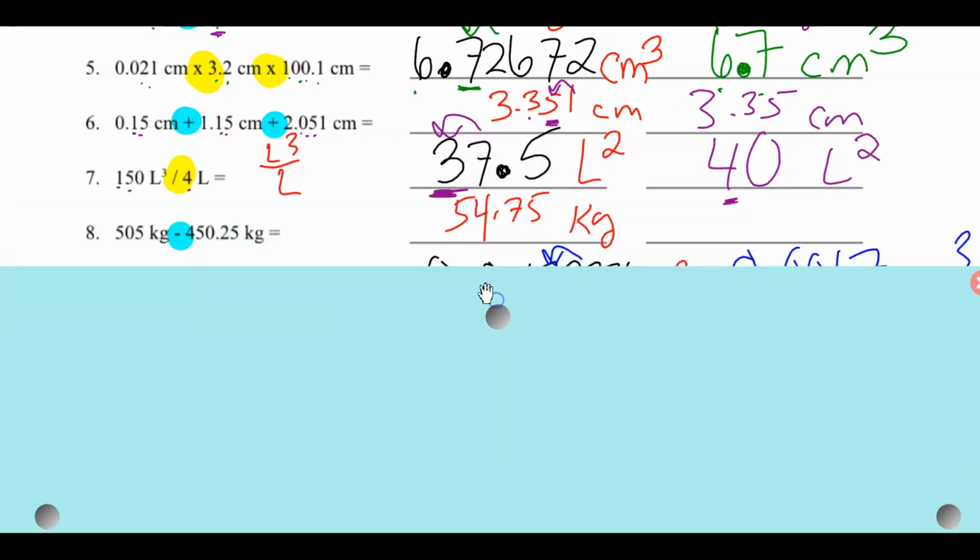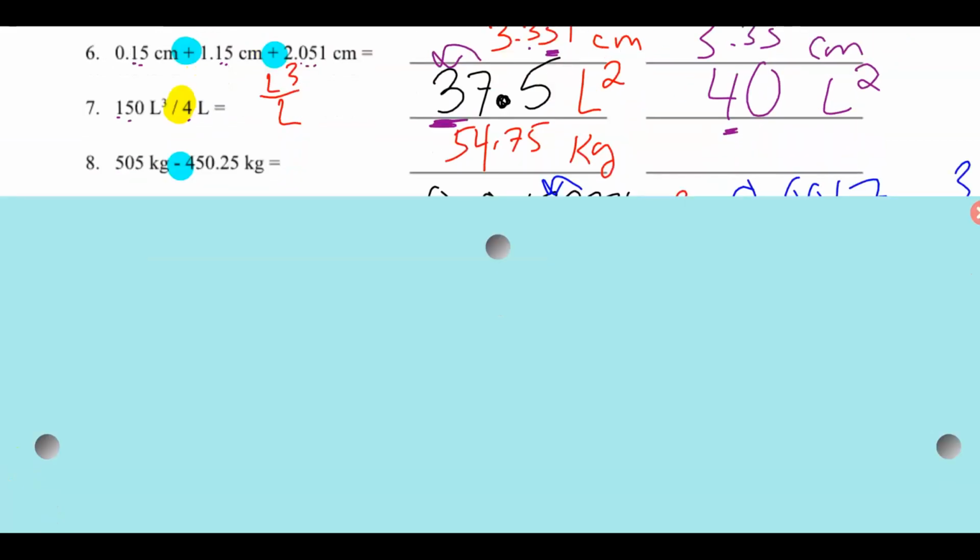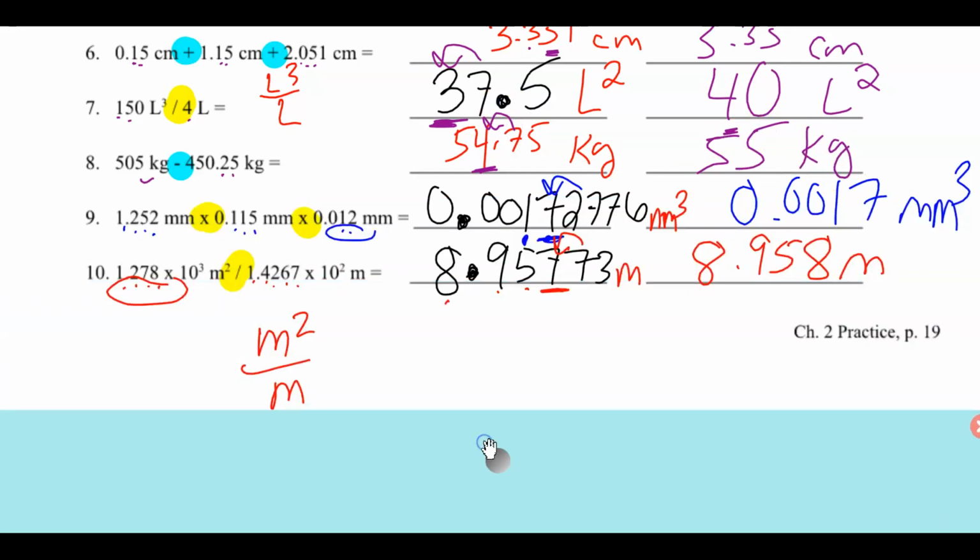Okay, here's my next addition subtraction problem. No decimals. 2 decimals. Well, that means I can't have any decimals in this final answer. I've got to round to the 1's place value. Will the 7 round up to 4? You betcha. 55 kilograms. Okay, so that's the end of page 19.